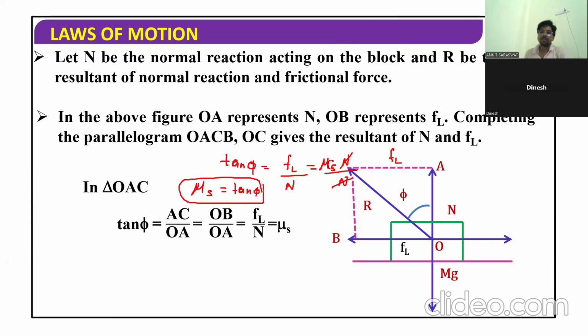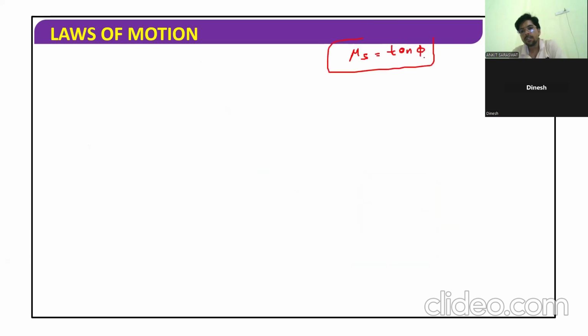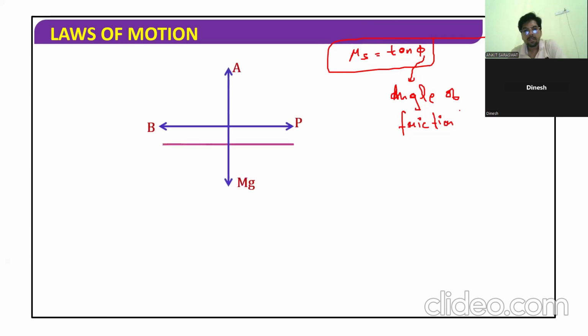Any doubt? No, sir. This we have already discussed, just a revision is going on. What is phi? Phi is the angle of friction. So the relation between mu s and the angle of friction is mu s equals tan phi. This phi is the angle of friction.